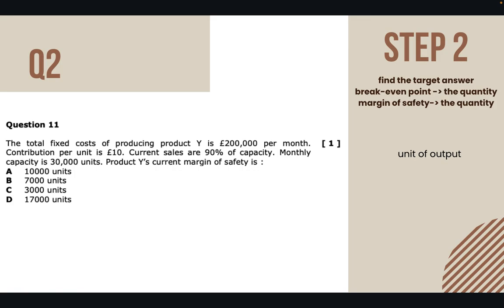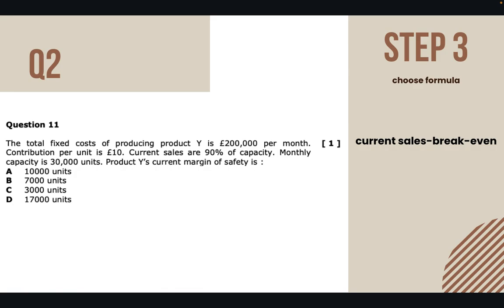For margin of safety, we are looking for how many units of output the company has. So it is also looking for the quantity. And we can choose a formula. There is only one formula. It's current sales minus break-even point.